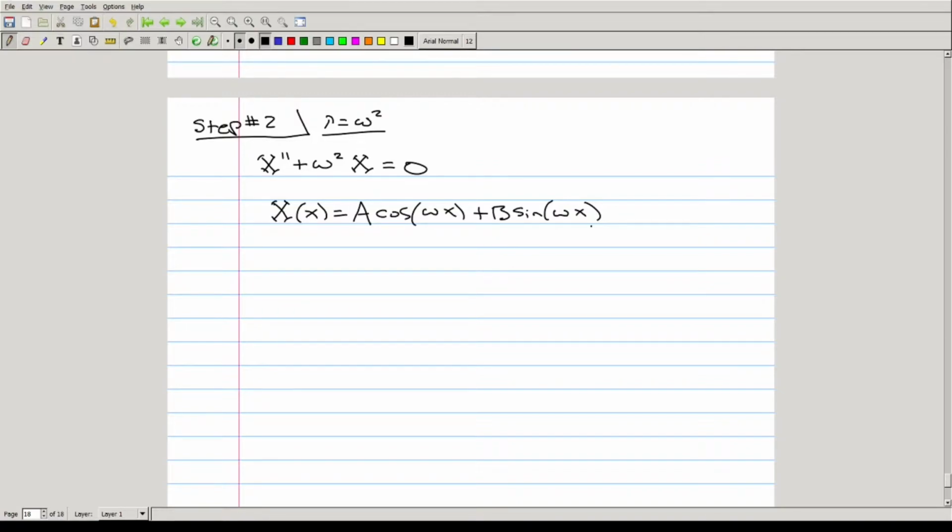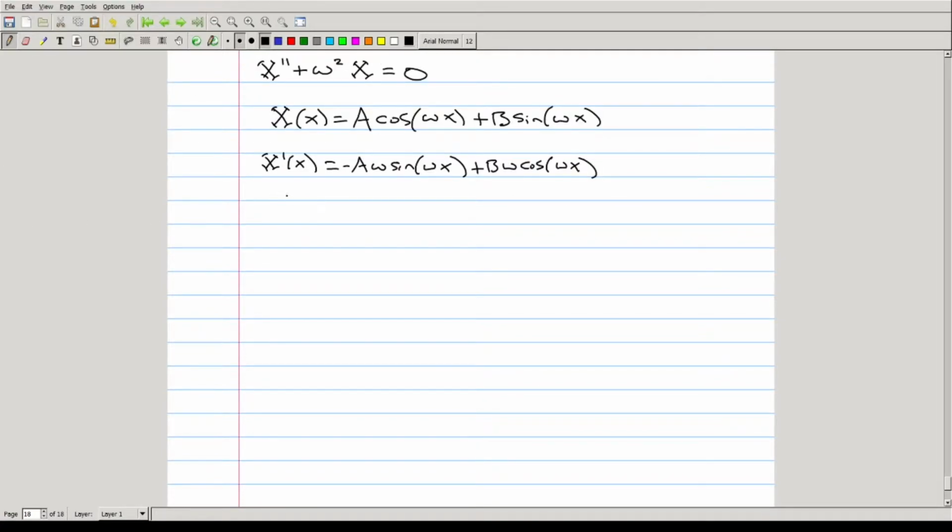So the only thing that's a little bit different now is when we go through and satisfy the boundary conditions, which deal with the derivative of x. So we take the derivative of X of x, which is negative a times omega sine of omega x, and positive b times omega cosine of omega x. And when we plug in the boundary conditions, we get X prime of 0 is equal to b times omega, which has to be equal to 0, which implies that b is equal to 0.